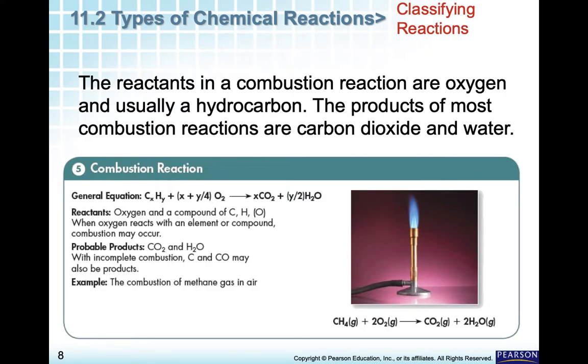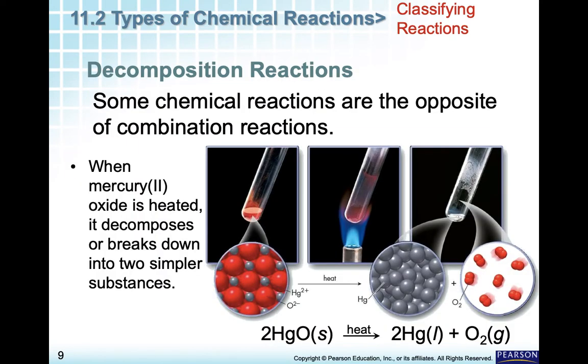And so there's our 5 reaction types. Make sure you have, like I said before, the type of reaction, the general equation, and an example of each one in your notes. So when mercury oxide is heated, it decomposes, breaking down into 2 simpler substances, mercury and oxygen. Pretty straightforward. We've talked about this.